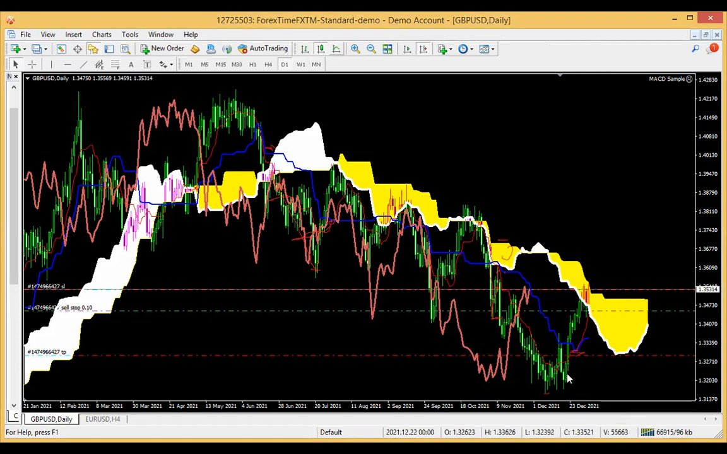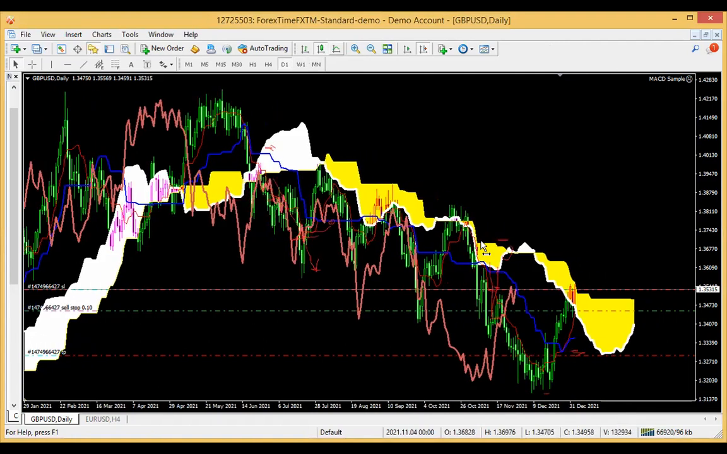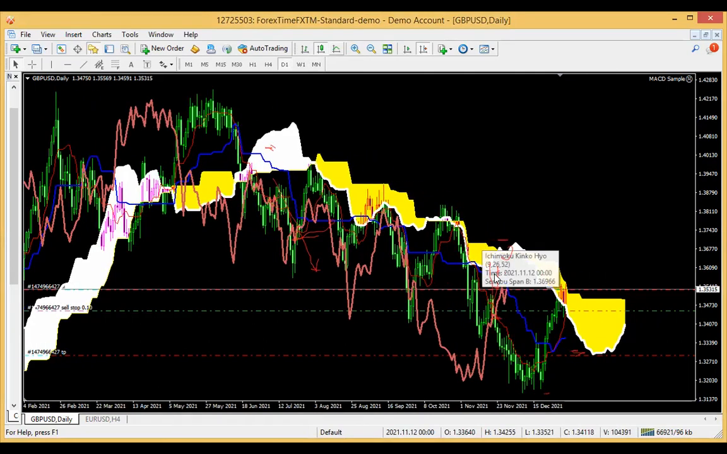Remember, each candle is 1 day. So if truly you are going to enter here, that means this is the place you would have entered. Above here would have been your stop loss. And look at the distance throughout the days. With the Ichimoku indicator, you can enter accurately.